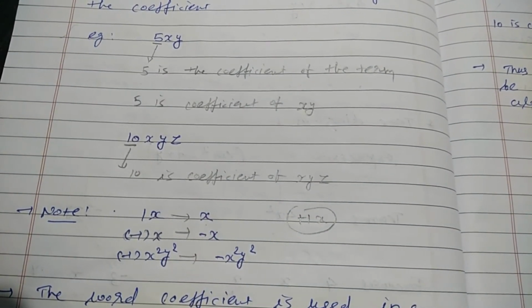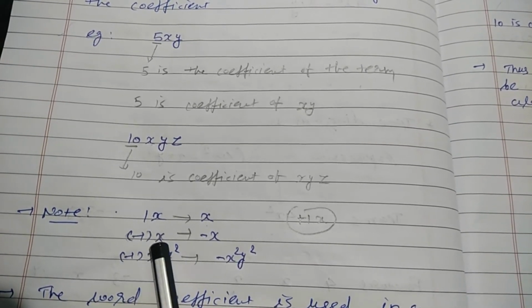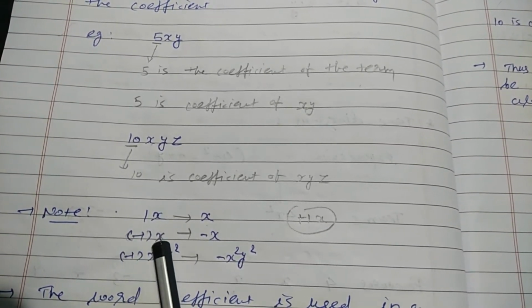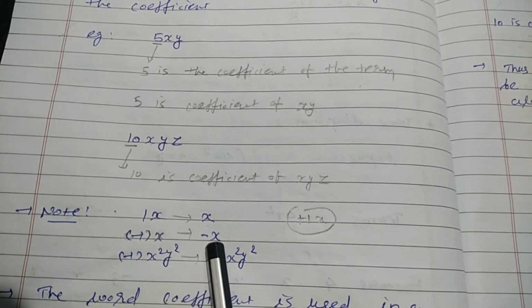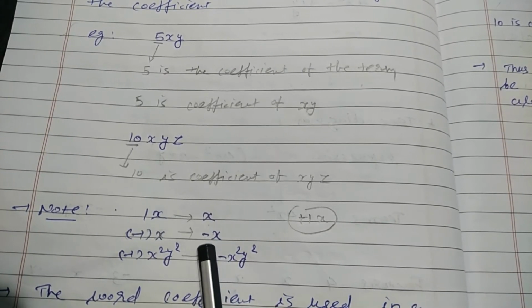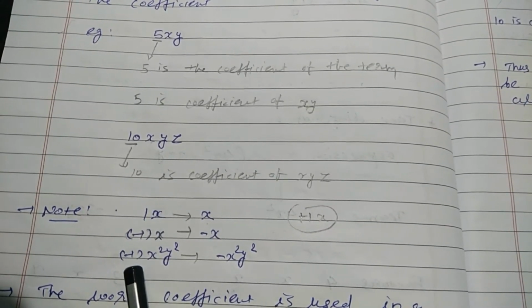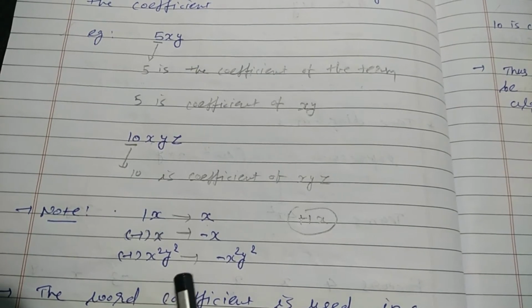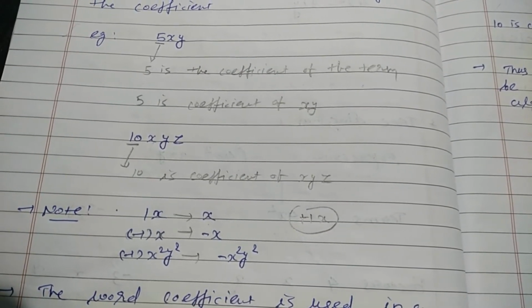Now what about negative 1, minus 1? For minus 1 multiplied by x, that is minus 1x, we have to write the expression directly as minus x. We do not have to write minus 1, we have to use only the negative sign, that is minus x. Similarly, the expression minus 1 x square y square can be written as minus x square y square.